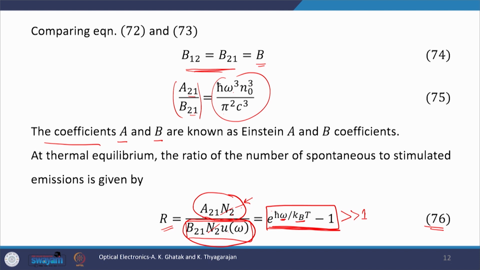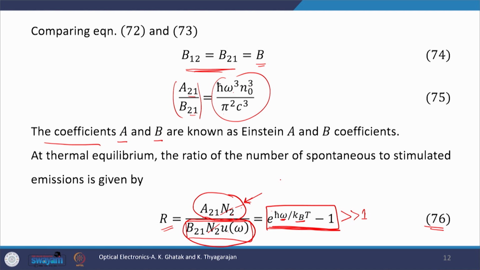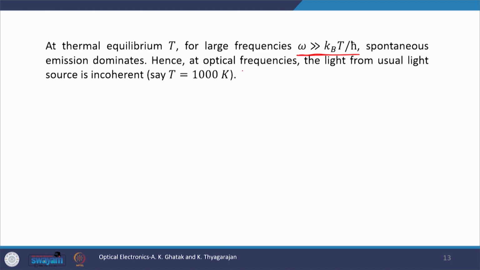Now, at thermal equilibrium for visible light where omega is much larger than kBT by h cross, spontaneous emission dominates, and hence at optical frequency light from a usual light source is incoherent, because spontaneous emission is dominant. Therefore, at ambient temperature or at thermal equilibrium, say at T equal to 1000 Kelvin, we always see spontaneous emission, we always see an incoherent light source.